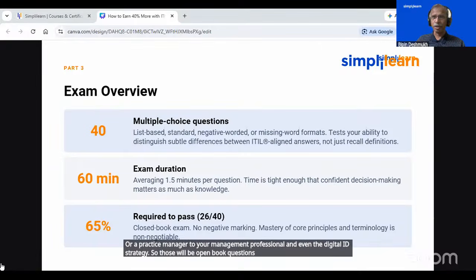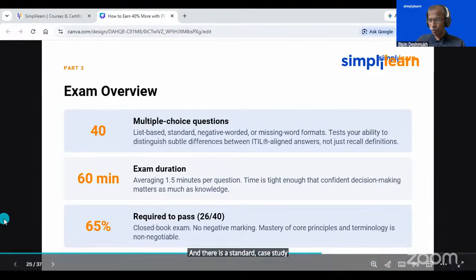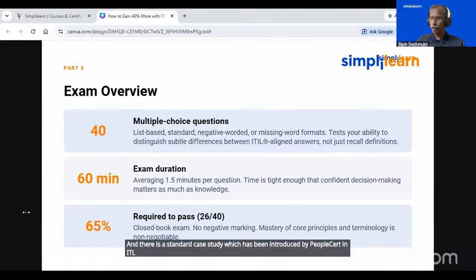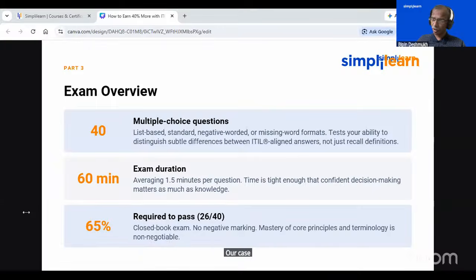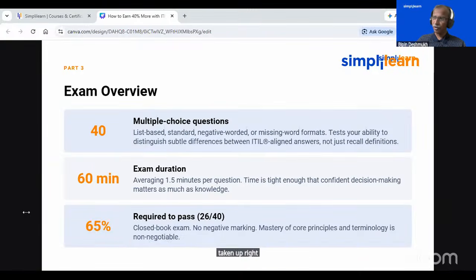And there is a standard case study introduced by PeopleCert in ITIL version 5, called ICR, the car hire services case study, which is consistent. It is introduced in foundation and taken up right to master's level, depending upon the needs of the course.